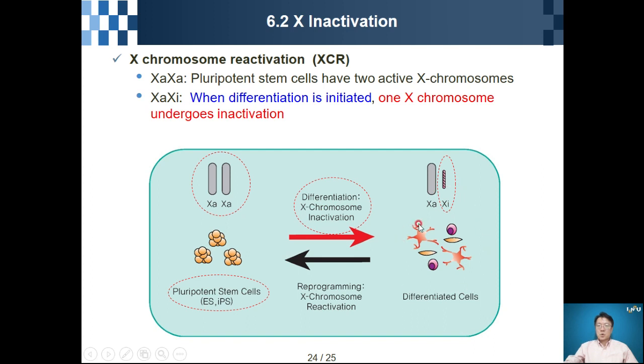So this is what we call differentiated cells. Okay, so a differentiated cell can also be changed to a pluripotent stem cell. This procedure we call reprogramming. So when reprogramming happens, the differentiated cell becomes a pluripotent stem cell. During this step, X chromosome reactivation happens. So XI will become XA. Okay, in the next slide we will see some detailed mechanism.